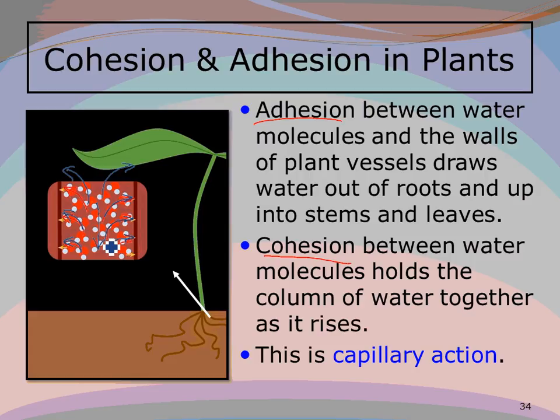It's through capillary action. And capillary action only happens because of adhesion and cohesion. Adhesion between the water molecules and the walls, and then cohesion between all of the other water molecules, pulling up the rest of the water molecules with it. And together the water will rise all the way up through the stem. And that's called capillary action.